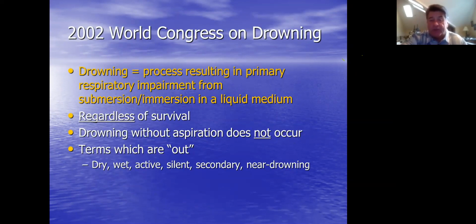Drownings without aspiration do not occur. I'll show you this a little bit on a chart. There are people who talked about dry drowning, and that really doesn't happen. All drowning eventually has some type of aspiration into the lungs. So terms such as dry drowning, wet drowning, active or silent drowning, or secondary drowning are all out. And even, you'll see on the bottom right hand, near drowning, which is why I have changed this lecture over the years to include the parentheses of near drowning, is really considered out.